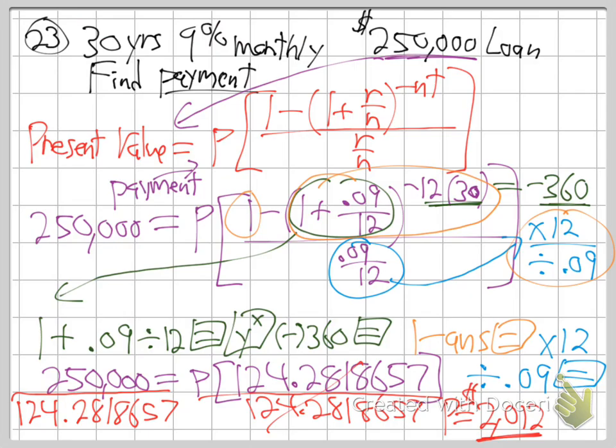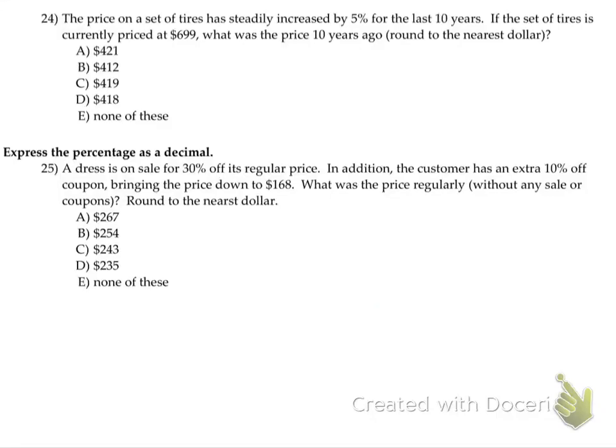Two more. We good? So 24. The price of a set of tires has steadily increased by 5% for the last 10 years. It's kind of like that one we started with, the crimes in Happyville? 50% more, 50% more, 50% more. That whole kind of thing. Right away, you know it's a percent increase, huh? Right away, you're thinking, I'm going to use that percent increase formula. That's correct. If a set of tires is currently priced at $6.99, what was the price 10 years ago?